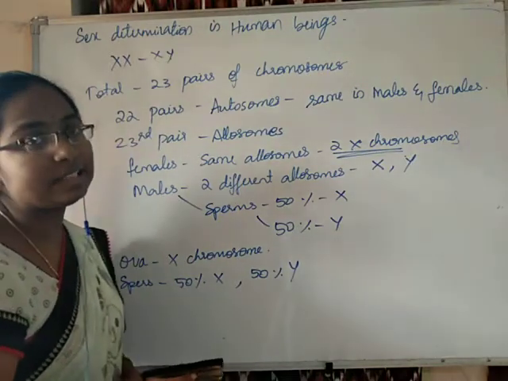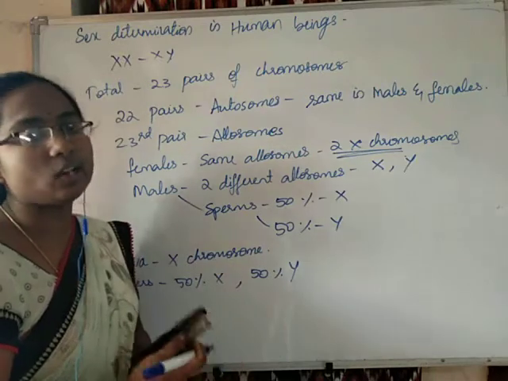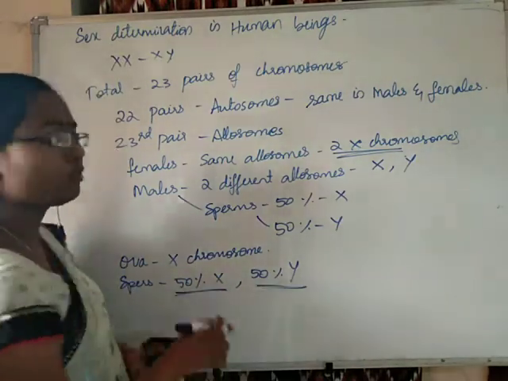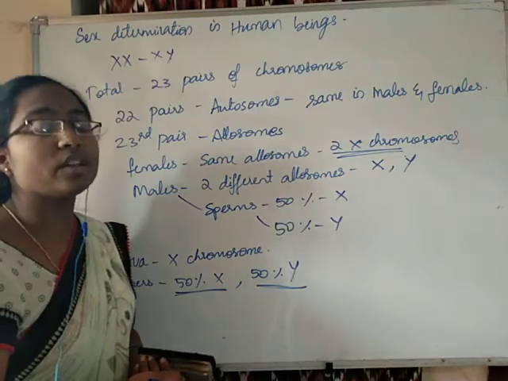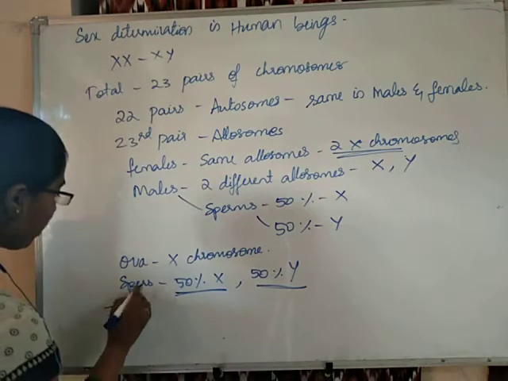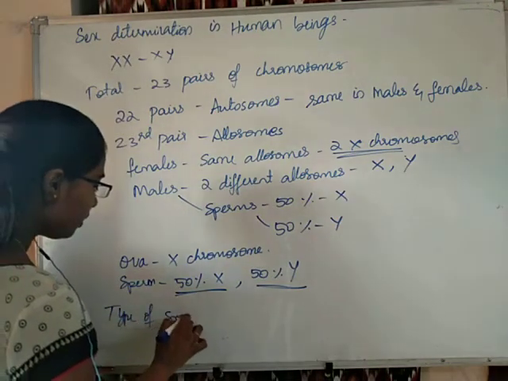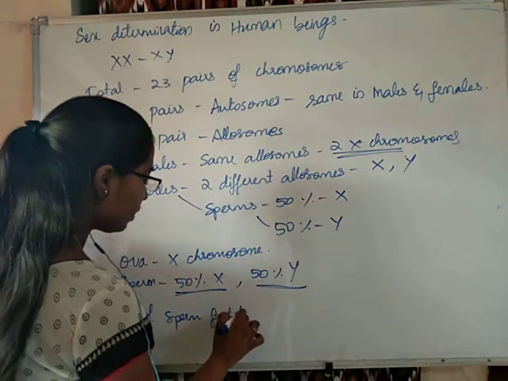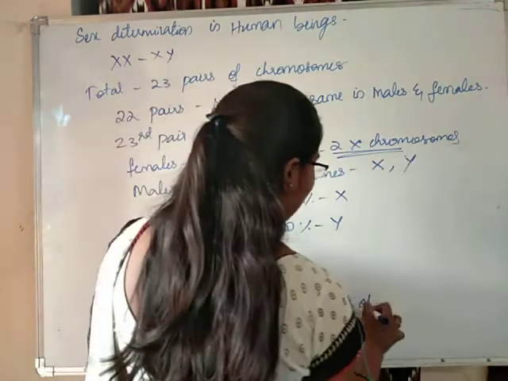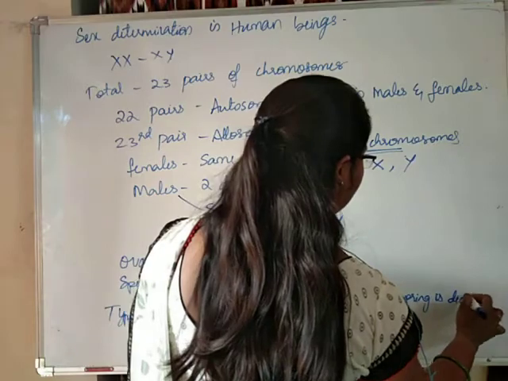So now how is the sex determined? Sex is determined by the type of sperm which is fertilizing the ovum. There is an equal chance for X chromosome or Y chromosome to fertilize the ovum. So depending upon the type of sperm fertilizing the ovum, the sex of the offspring is determined.